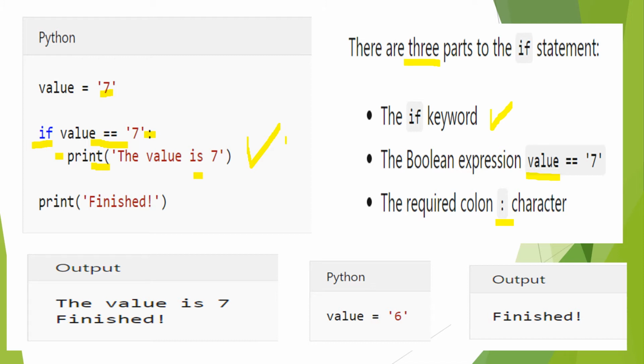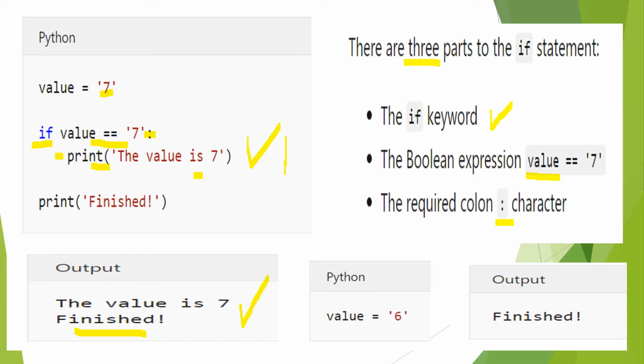This line. When you run the code, you should see the following output. If the statement is true, our output would be the value is 7, finished. Here.